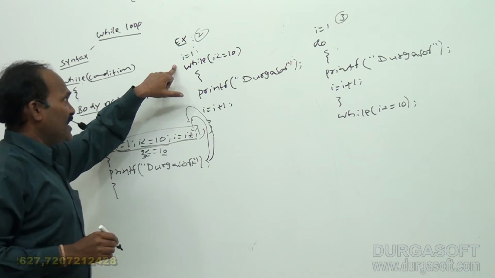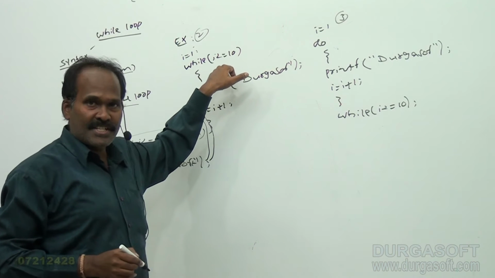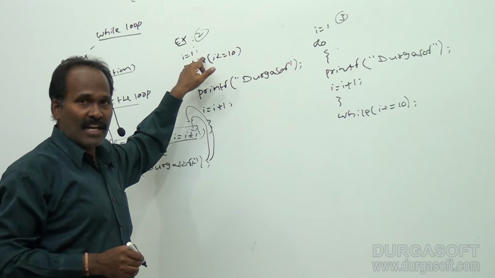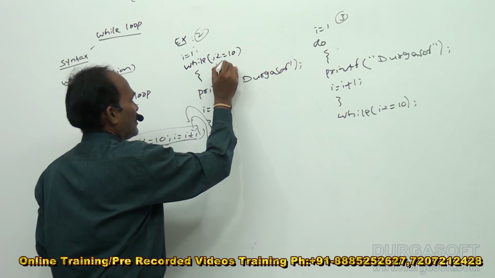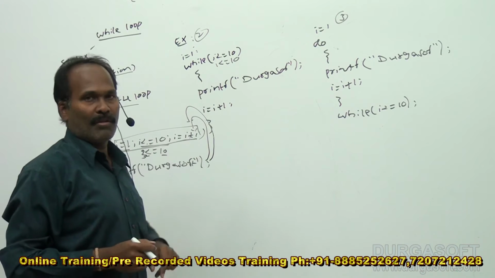So here, initialization must be done before the condition statement. Before the condition statement, initialization must be done, that is i equal to 1. Next, just look at the condition. The control is going to check the condition, whether 1 is less than or equal to 10 or not.